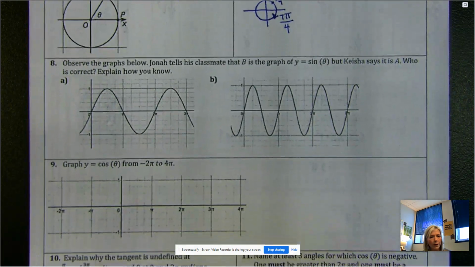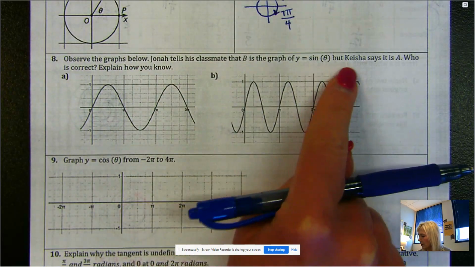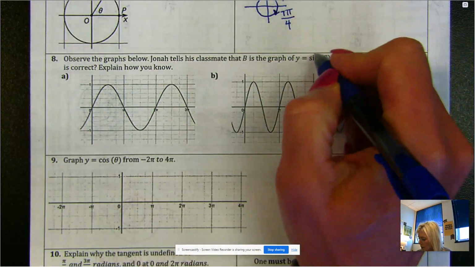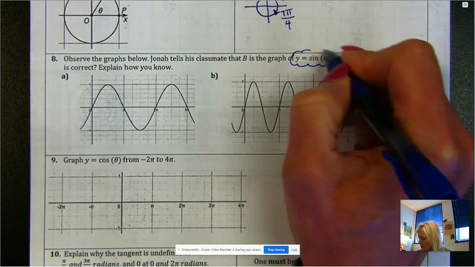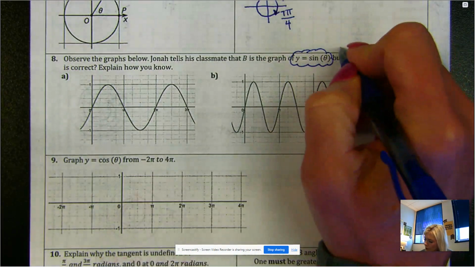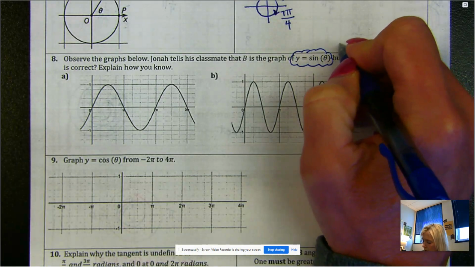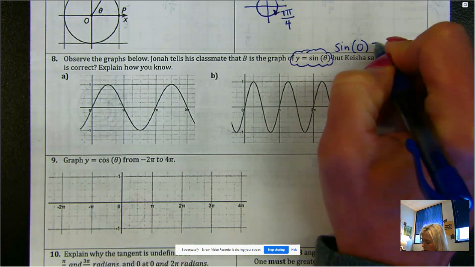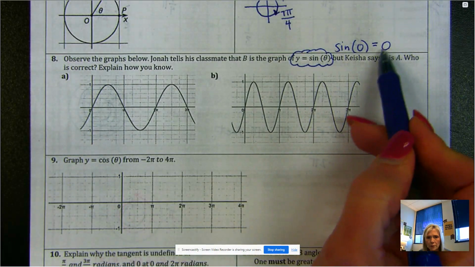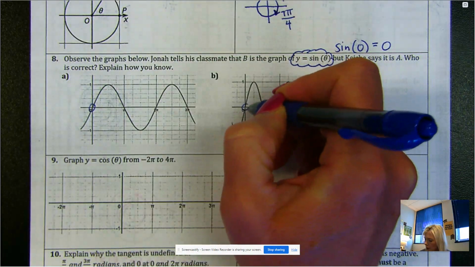All right, number 8. So there's a discussion between Jonah and his classmate Keisha about the graph of y equals the sine of theta. So 2 things we know about y equals the sine of theta. I know that when theta is 0, the function is 0 because I know the sine of 0 is 0, because that would be the starting point right on the y-axis where sine is 0. So these both start in the right spot.